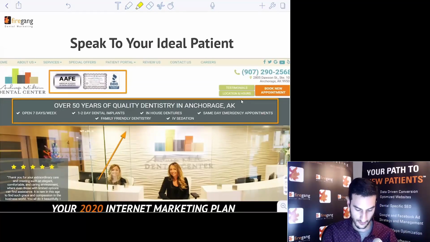This next thing we have here is what we call a differentiator bar. This is something that we will add to all of our client websites. And by the way, all the rest of these examples here are going to be websites from Firegang clients. These are ones that have been tested and convert at a very, very high rate. I'll show some data of that just a little bit later. But this second piece here is the differentiator bar. So what you'll see are a lot of the same things that I was just talking about in our messaging section. Open 7 days a week, 1 to 2 day dental implants, in-house dentures, IV sedation, same-day emergency appointments, right?